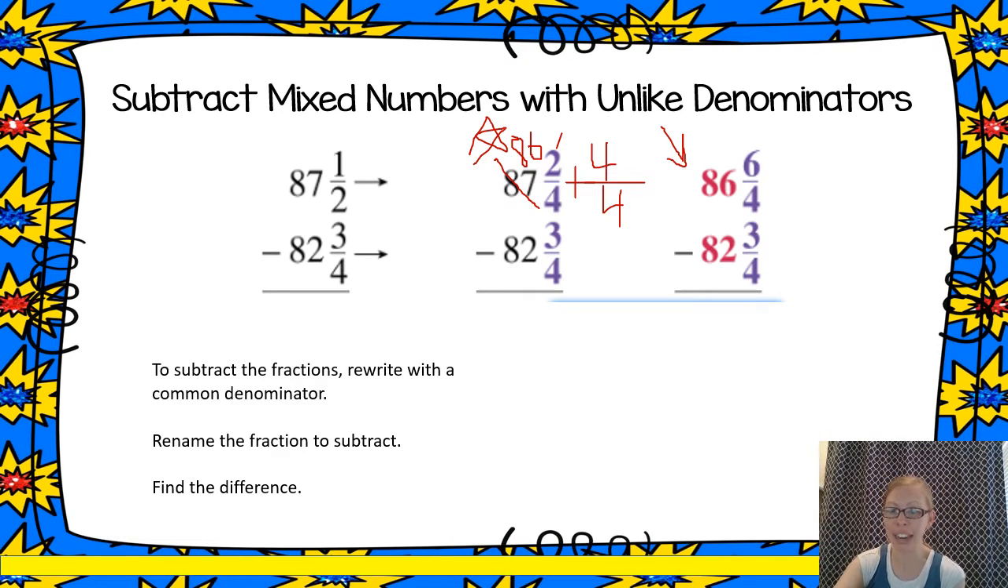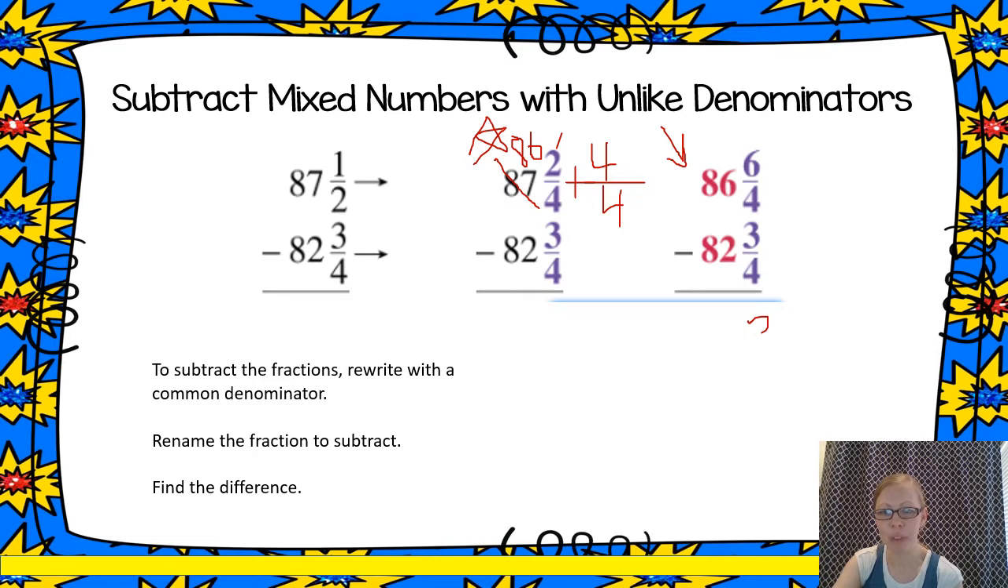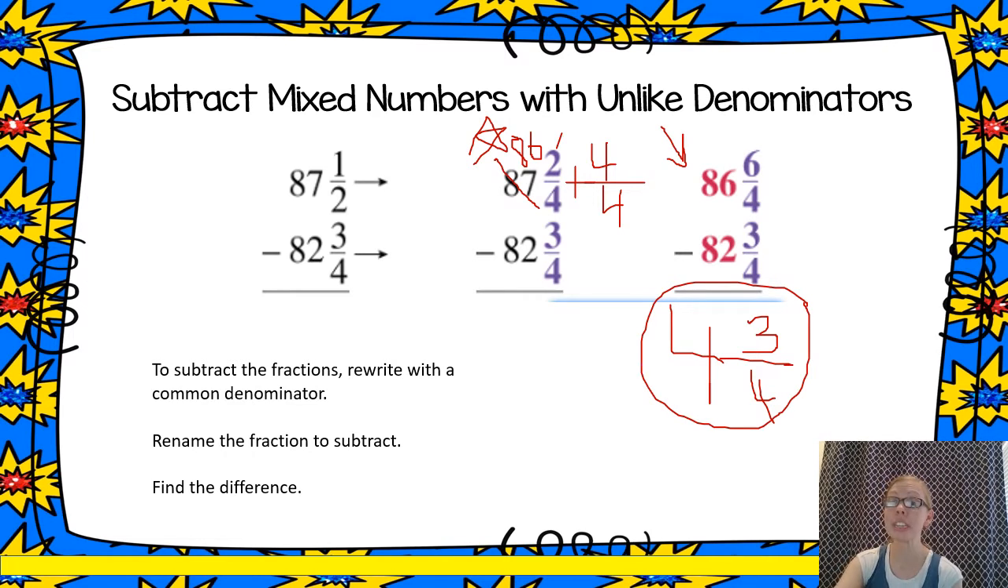Now I can subtract. 6/4 minus 3/4 is 3/4. 86 minus 82 is 4. So 4 and 3/4, my final difference.